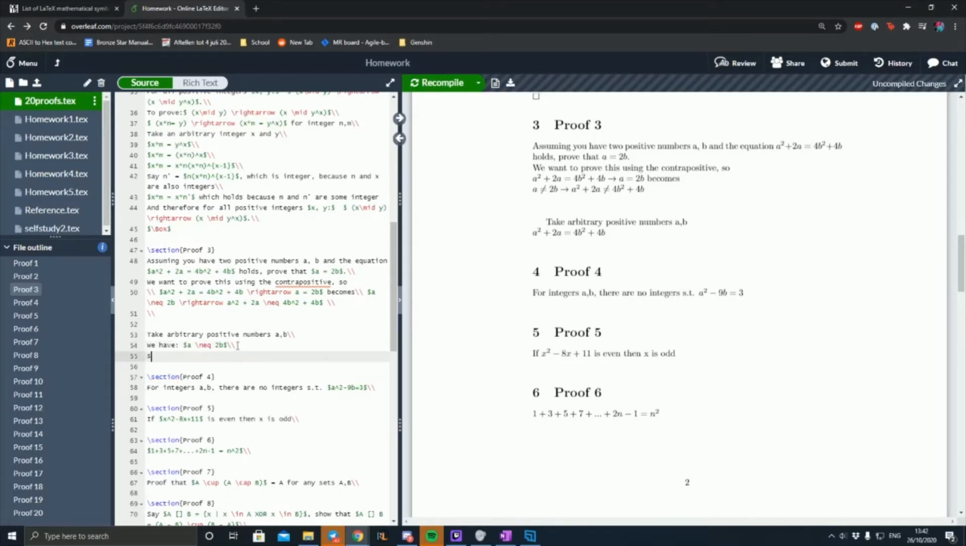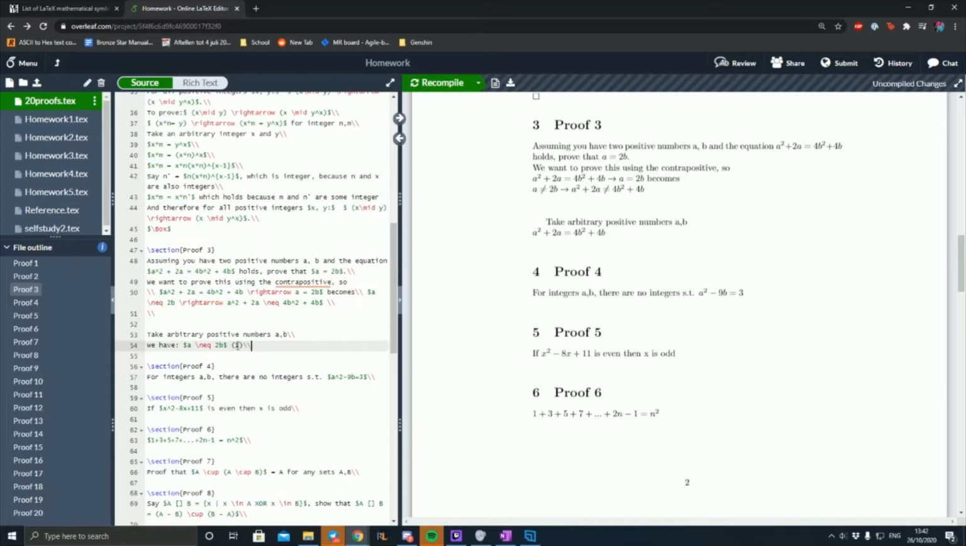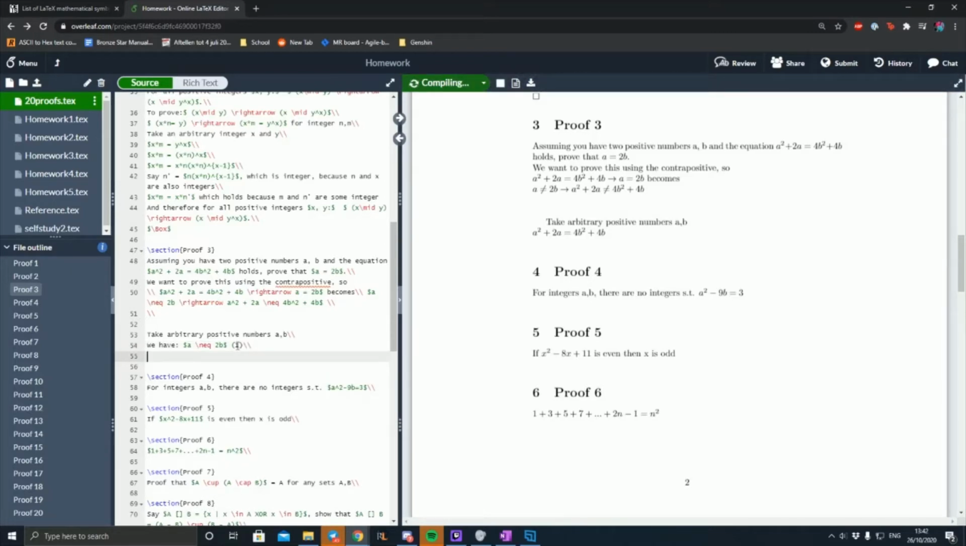Okay. And I'm gonna put a 1 here for later. So then I can say, squaring this gives a squared, and this is not equal to 4.